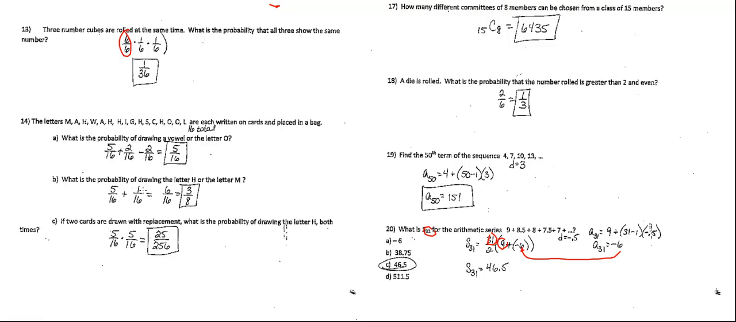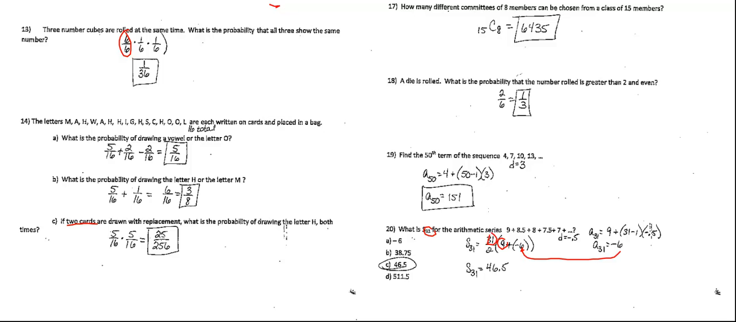Now we're picking 2 cards. That's why we're multiplying. This is with replacement, so we'll put the card back in the middle. So that means the first time you have a probability of picking an H of 5/16 because there's 5 H's, 16 total cards. And since you're putting it back, the next time the probability will be the same. And then you just multiply those.